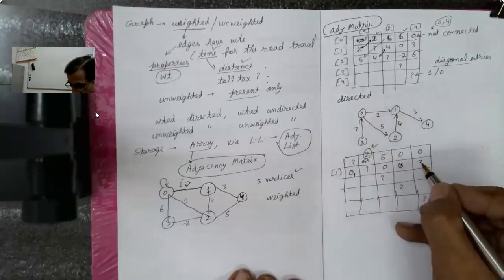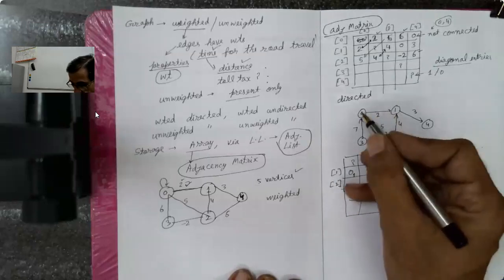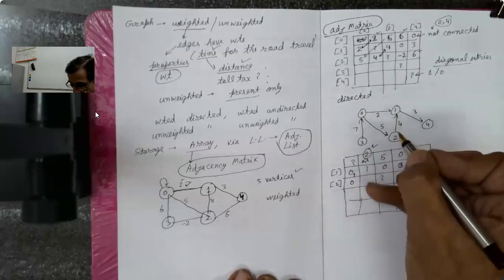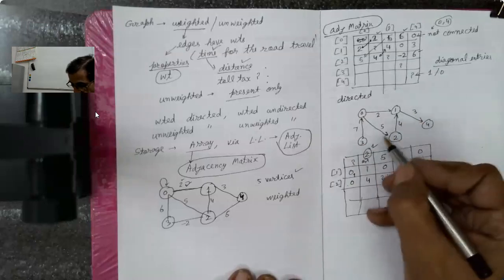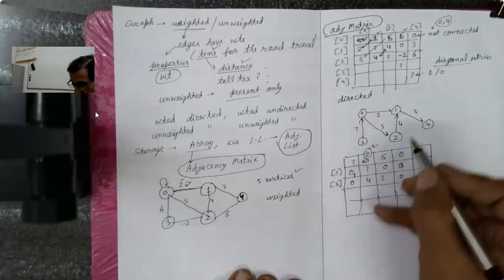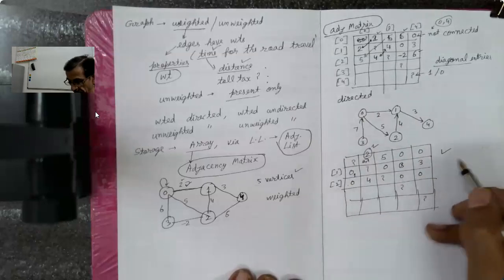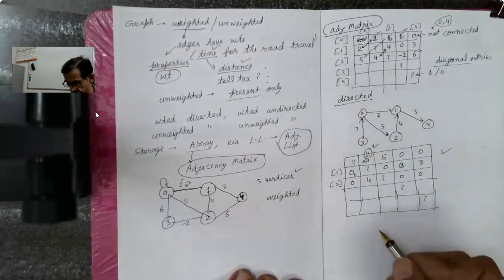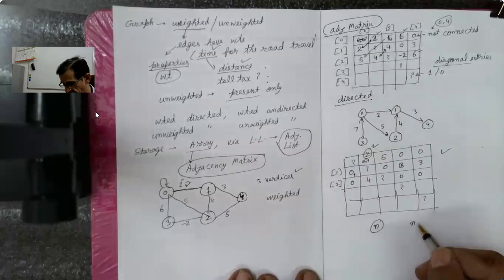1 to 4, 3. 2 to 0, not available. 2 to 1, yes, 4 available. 2 to 3, not available. 2 to 4, not available. Like this. So this becomes your directed graph storage. Of course, if you have n vertices, n square space is always needed.